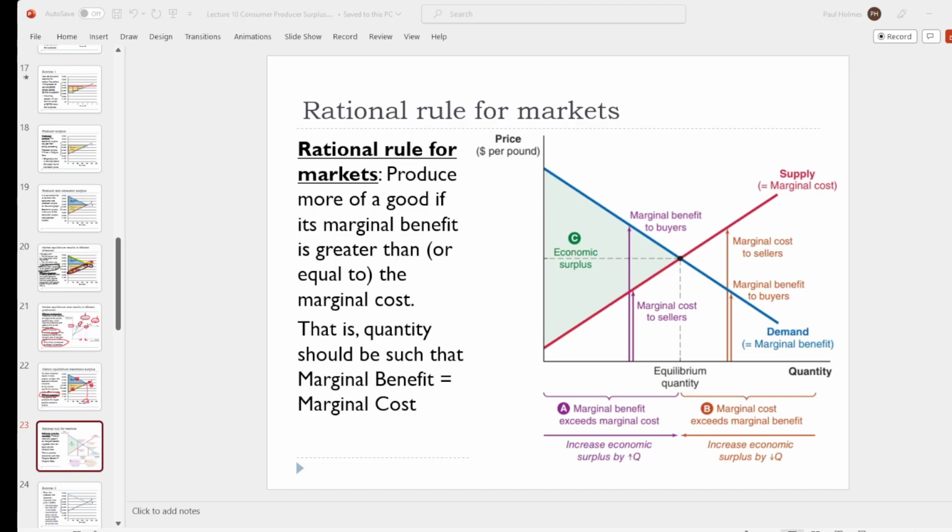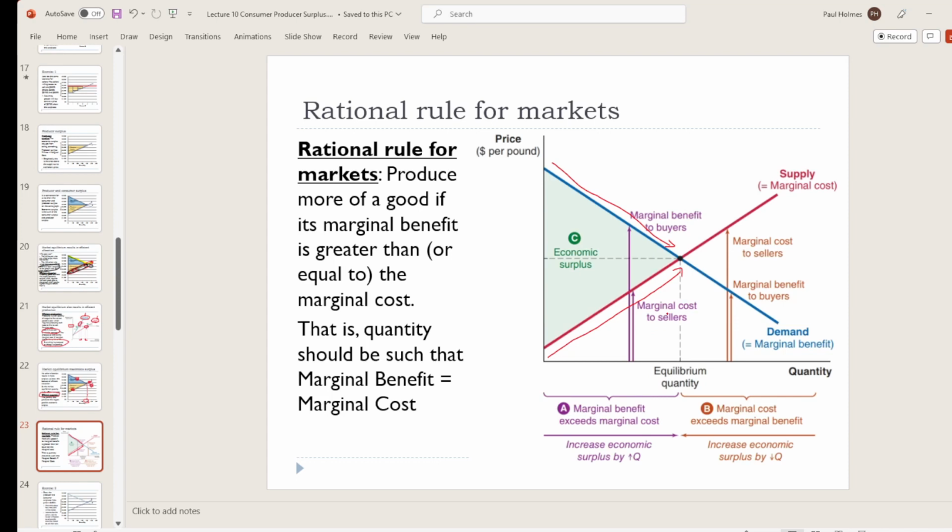This leads in then to another of our rational rules. Remember, we've seen a whole bunch of these rational rules already. They basically describe what would happen in a situation if everybody was acting rationally, that is, trying to make themselves as well off as possible. Well, the rational rule for markets is that goods should be produced as long as the marginal cost to the seller is less than or equal to the marginal benefit to the buyer.